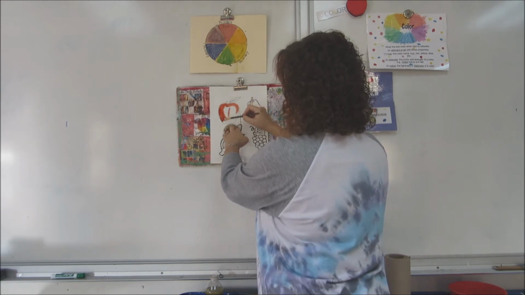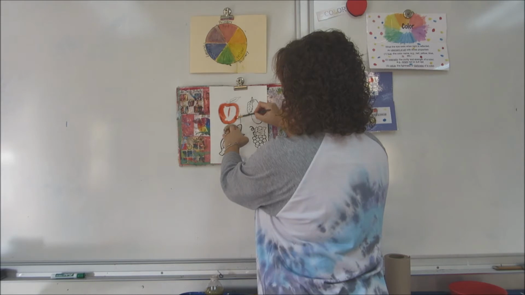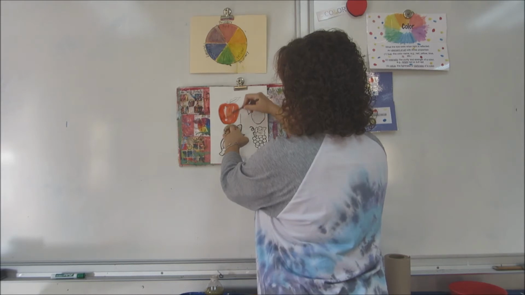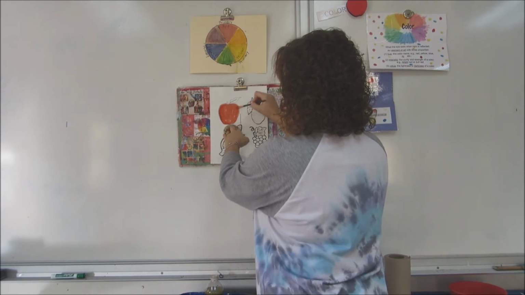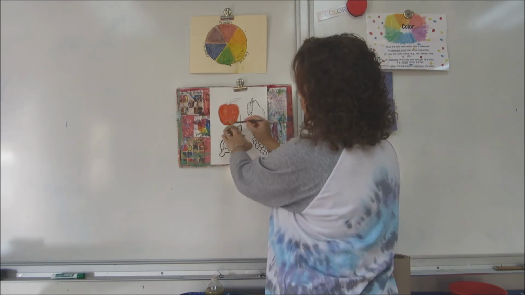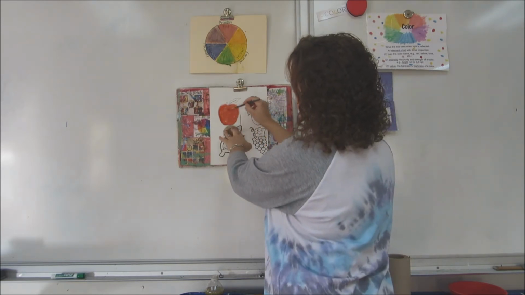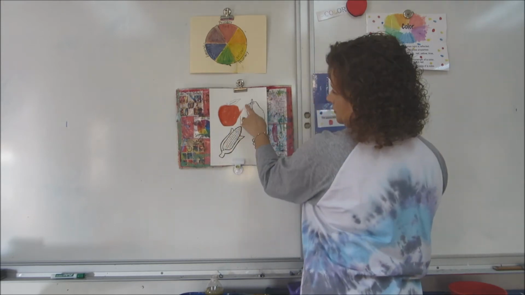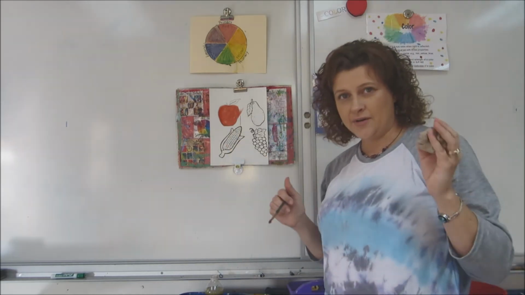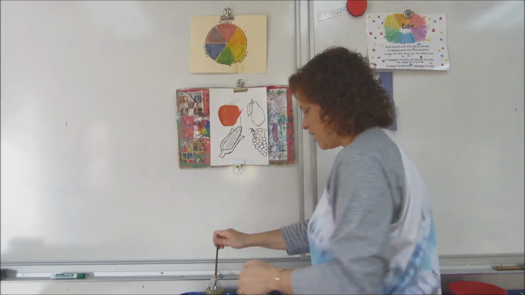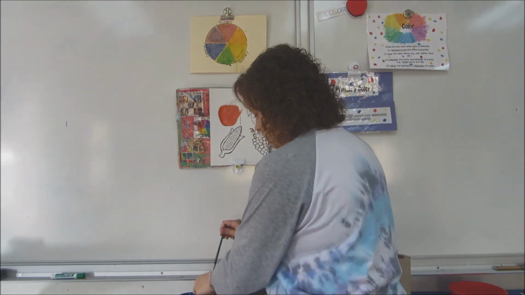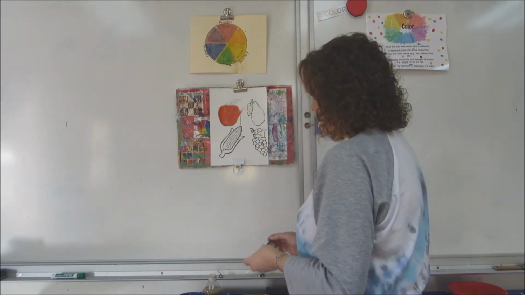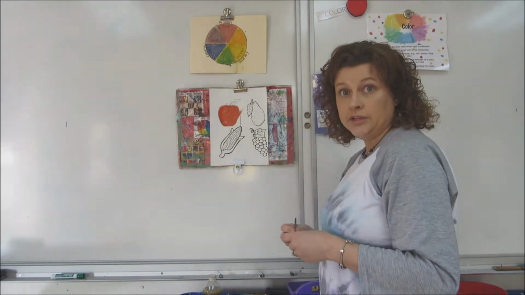Okay, now, it's okay if we paint outside of the lines a little bit because we're going to cut these out later. Still be careful, do your best work. But if you mess up, like if you accidentally go outside the lines, it's okay. We're going to cut that off later. And rinse my brush. Now, the leaf, though, is green.